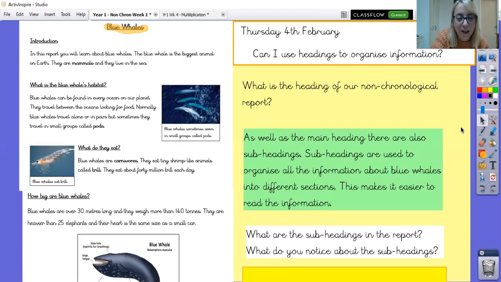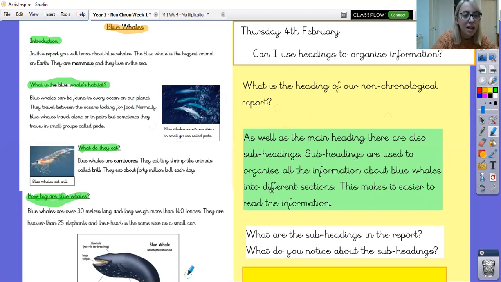Okay, Year One, hopefully you've had some time to think about that. Now, the subheadings in our report, I'm going to use a different colour. So we have the introduction. We have what is the blue whale's habitat? What do they eat? And how big are blue whales? These are our subheadings. Now, what do you notice about the subheadings?